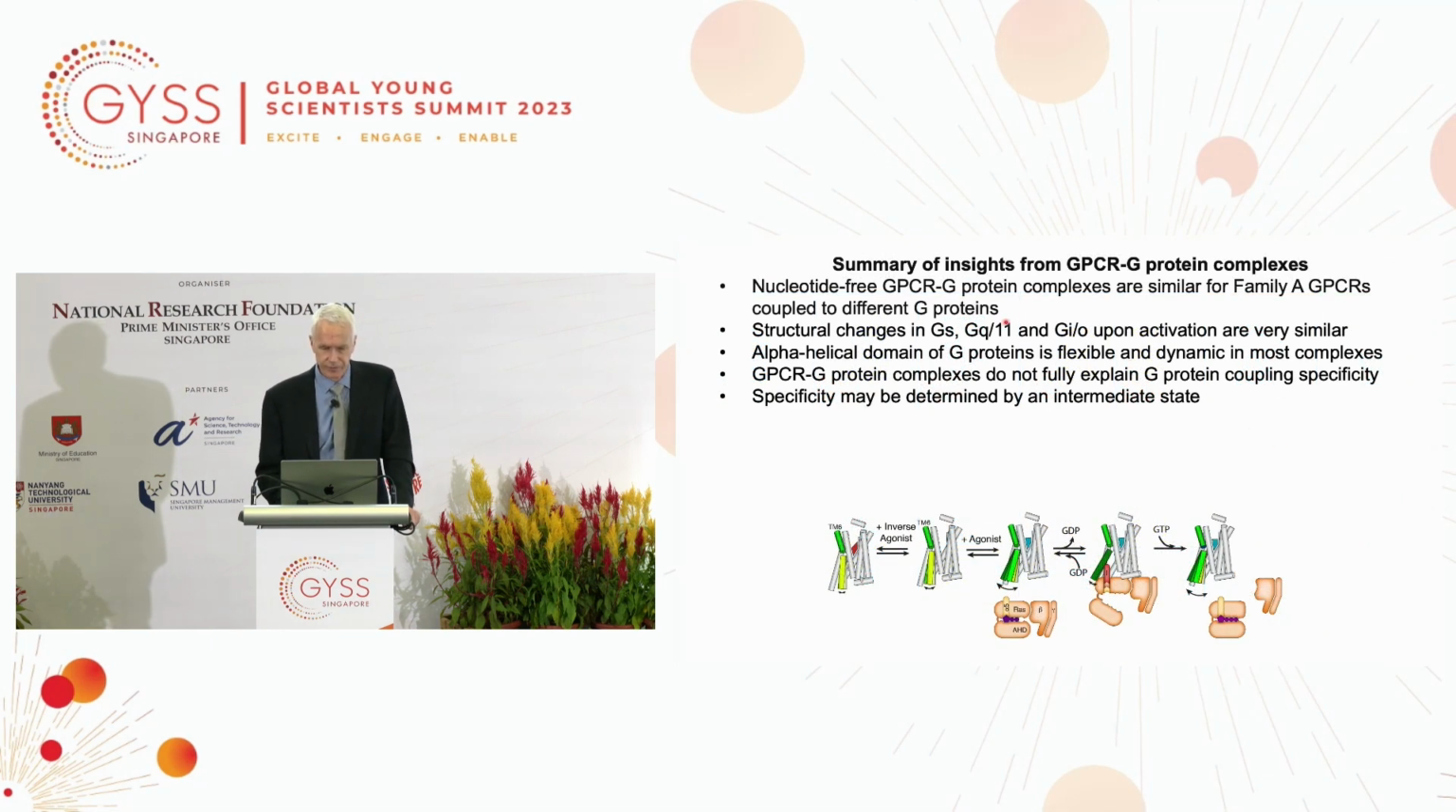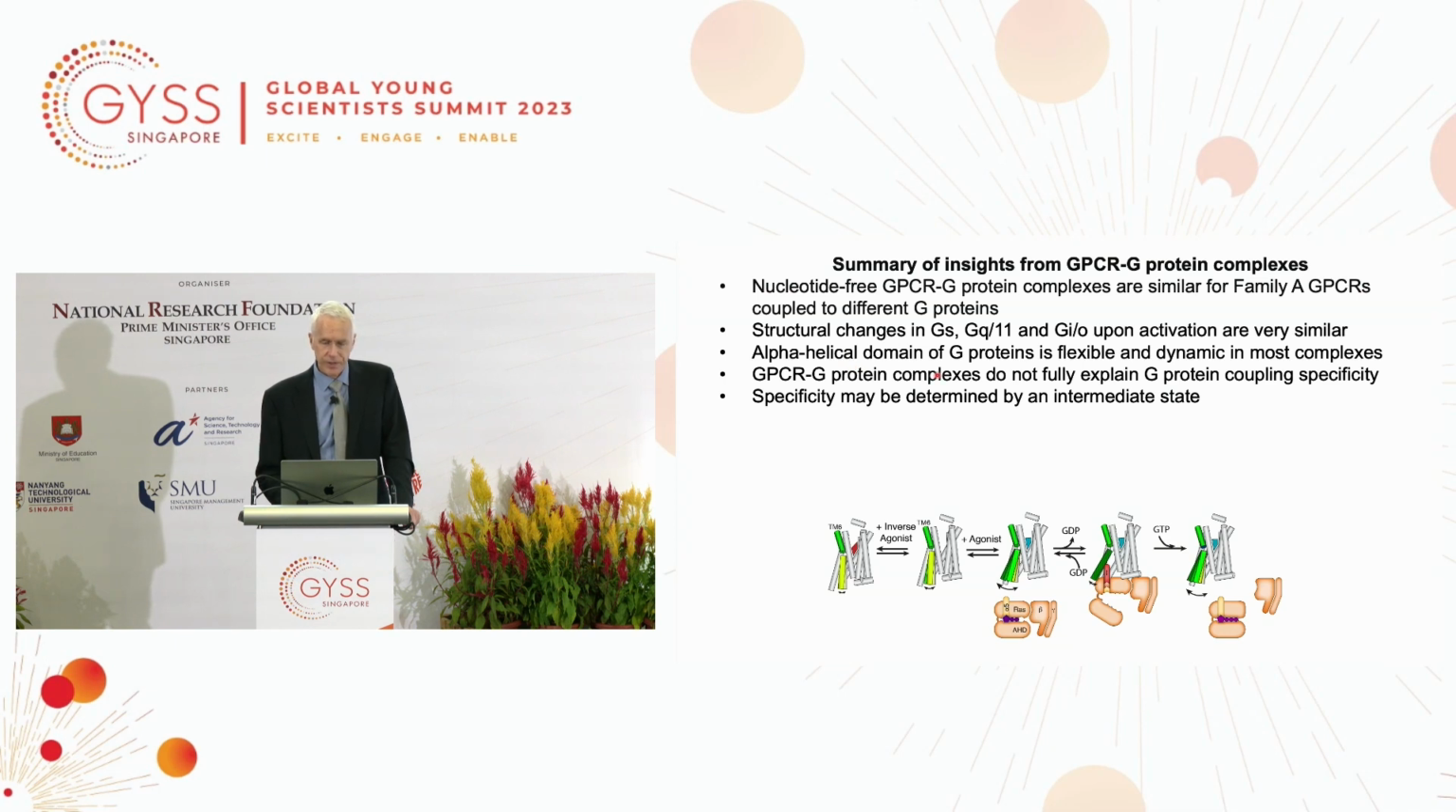First of all, the nucleotide-free complexes are similar for family A GPCRs that couple to different G proteins. Structural changes in the G proteins upon activation are very similar. The alpha helical domain, this part of G protein, is highly flexible for all G proteins.